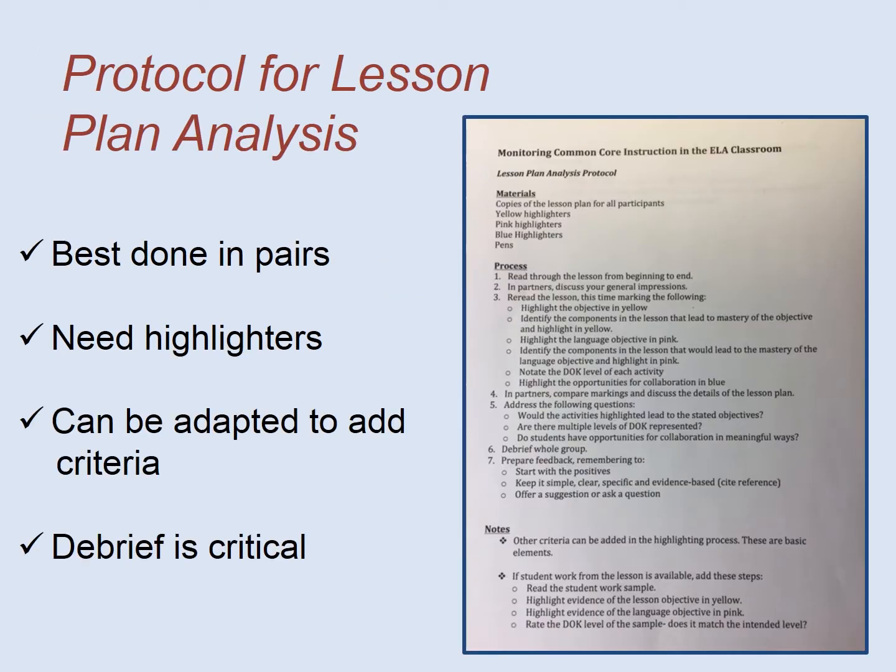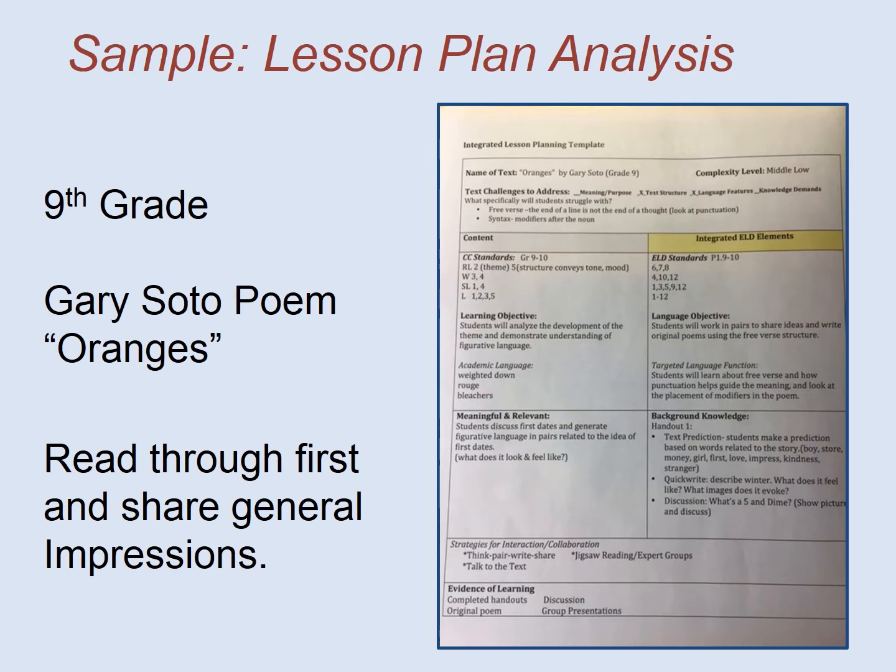So here's a fairly simple protocol that can be adapted to focus on different elements. It's best done in pairs so teachers can talk through it with someone as they go through the lesson. All you need are different colored highlighters, a pen, and the lesson plan. Feel free to get some highlighters to do these steps with me if you like. Let's try it. Take a look at the attached lesson plan. It's a 9th grade lesson on the poem Oranges by Gary Soto.